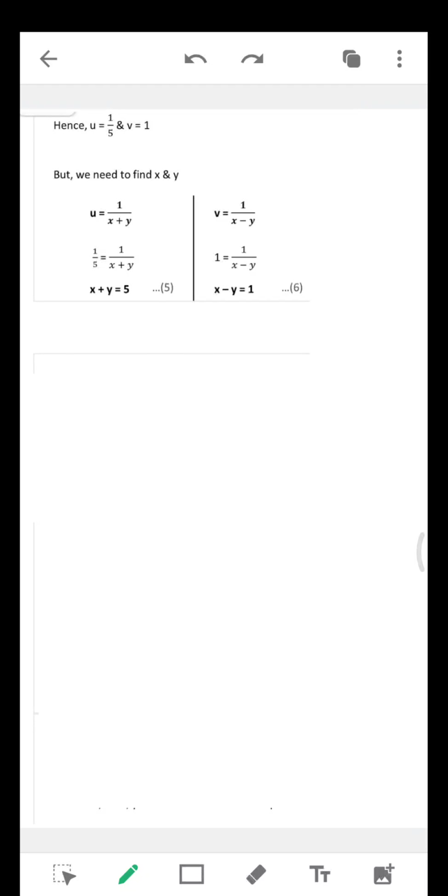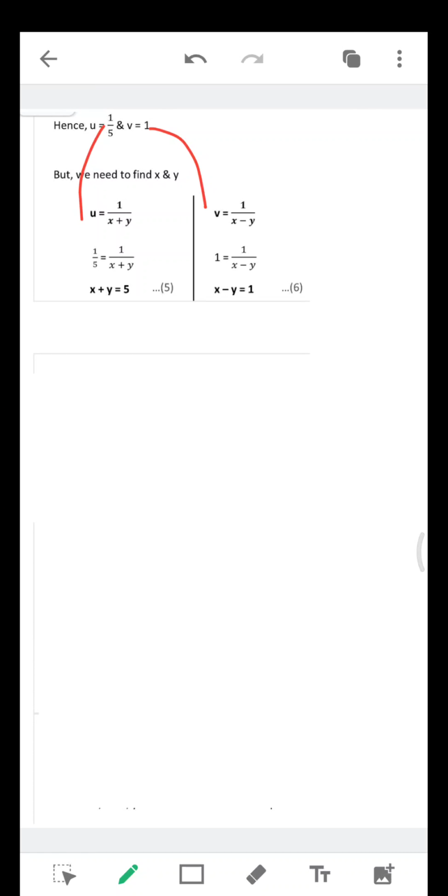This we assumed, and we assumed v as 1 by x minus y. So we are putting v value here and u value here. Okay, so here I again get two equations. Now this question is unique. This question is different from the previous.